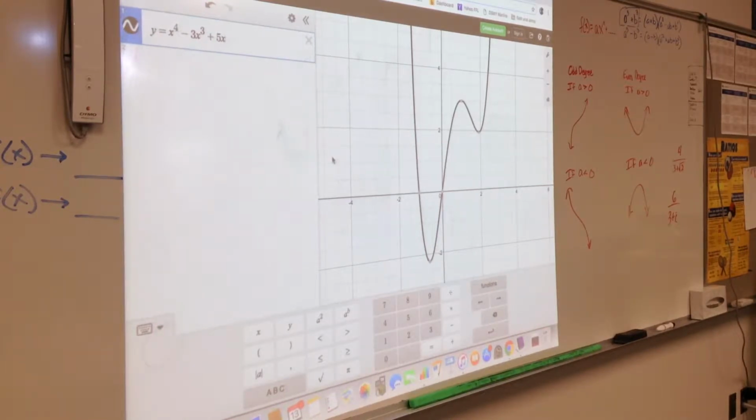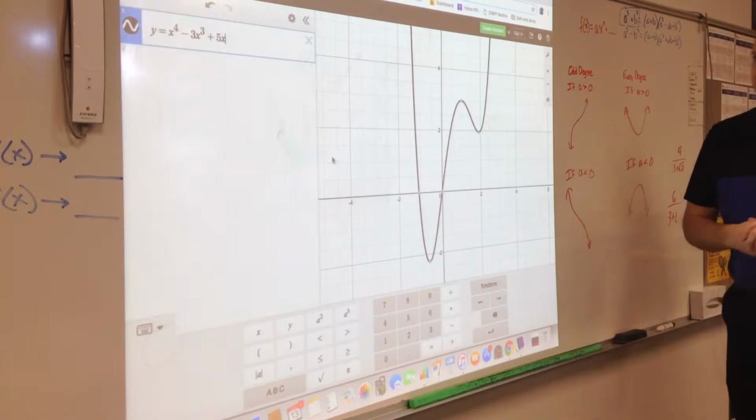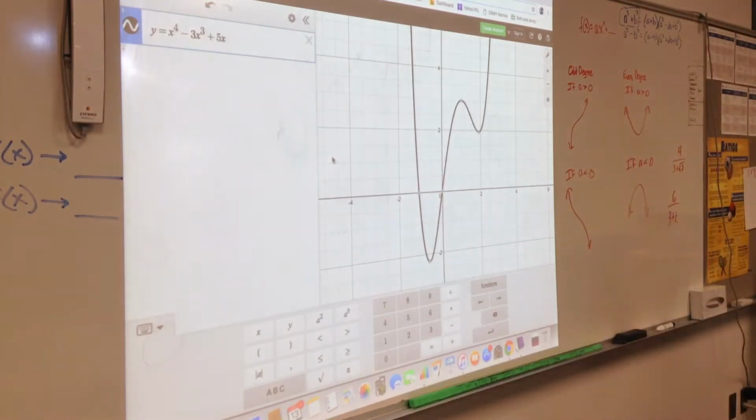All right, how many turns does this graph have? 3. 1 less power than the highest power, right? So there are 3 turns. Okay? So we know the number of terms, we know what zeros are, okay? The thing that we have not talked about yet are maximums and minimums.